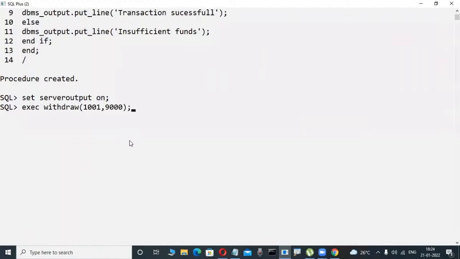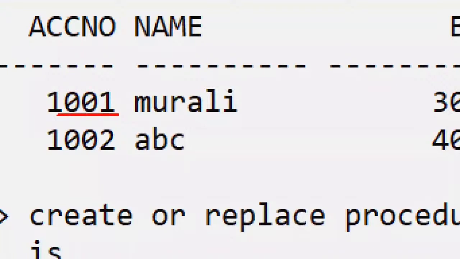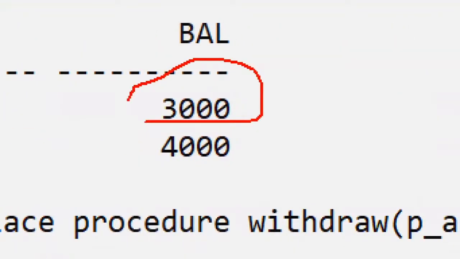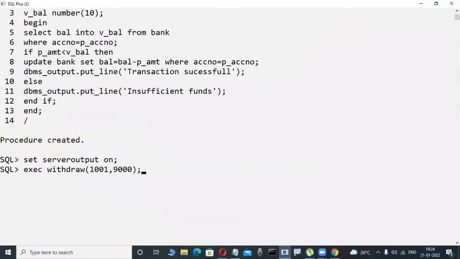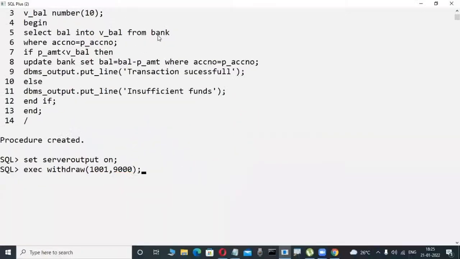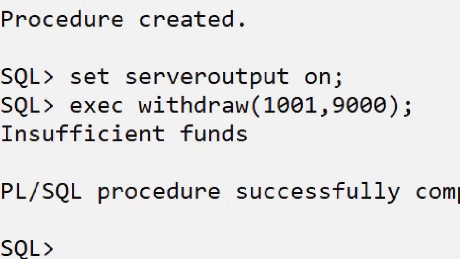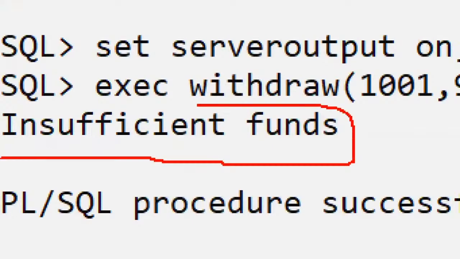Observe here my account number in this table, slowly observe it. Scenario, observe the logic. 1001 is my account number. Murali is my name. Now my balance is how much? 3,000. In my table, 3,000 is the current balance. Now my account number is 1001, but I try to withdraw how much? 9,000, because this program I'm writing, don't worry. Whenever I try to withdraw 9,000, is it possible? No. So now it will give a message, insufficient funds.